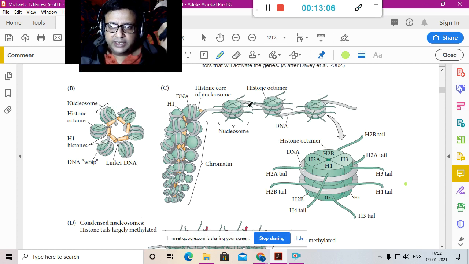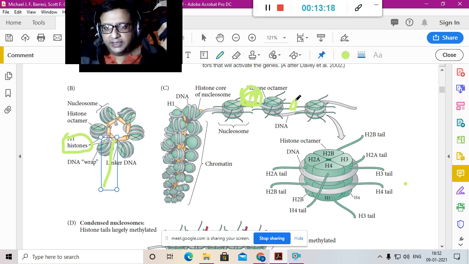And on this linker region, this orange colored are the H1 histones. So the H1 histones bind in this linker region, and they bring all the nucleosomes in a more compact manner.